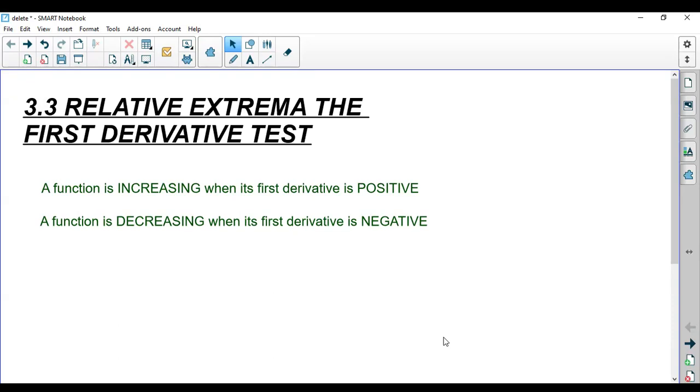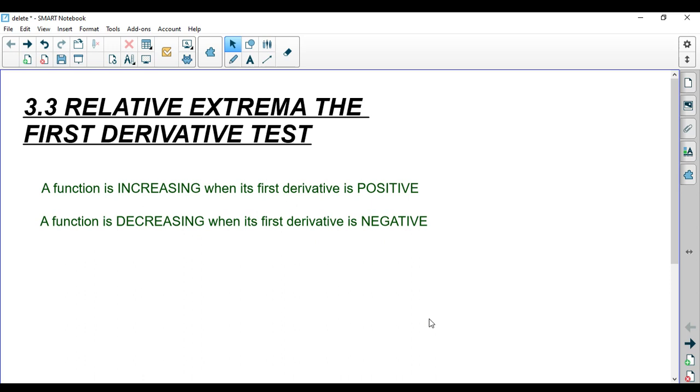Now on to section 3.3. We are skipping 3.2. Hopefully this is going to be a quick and understandable lesson. The whole concept here is something we already know. If the derivative is positive, that means the slope is positive, which means the function must be increasing. Vice versa for if the derivative is negative.